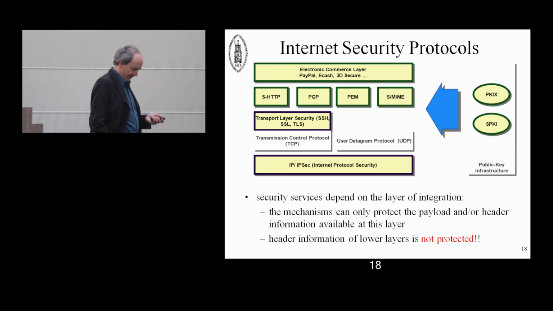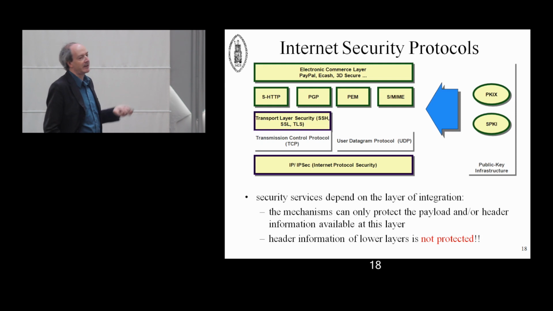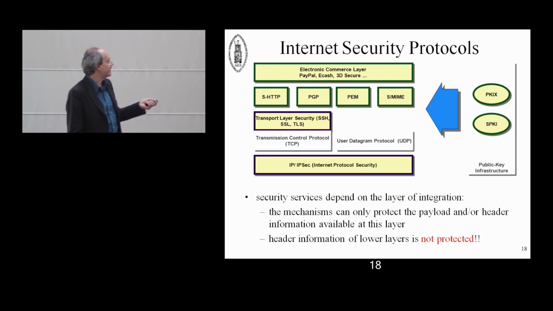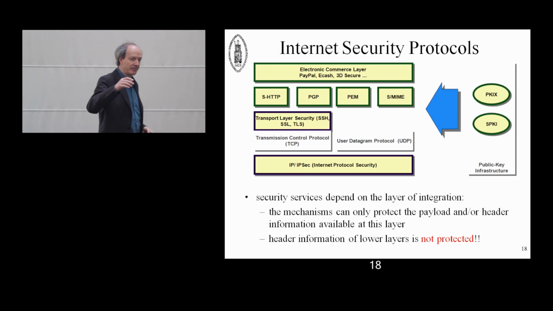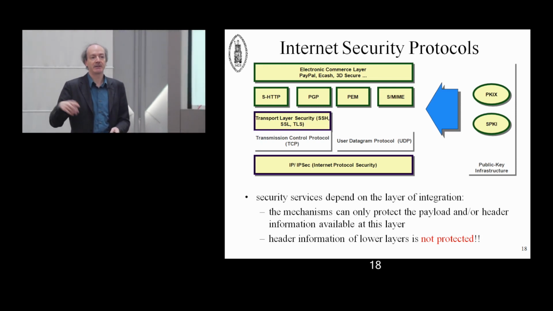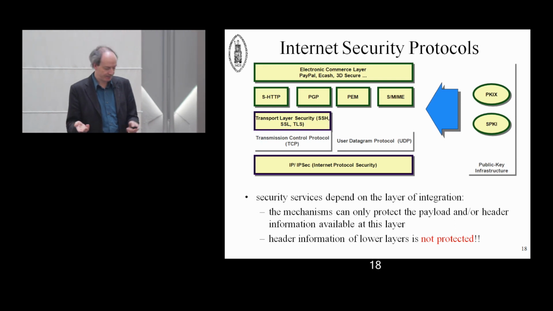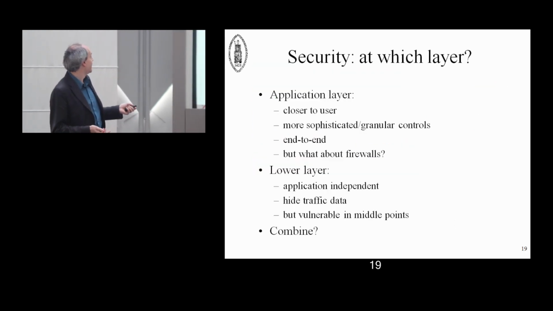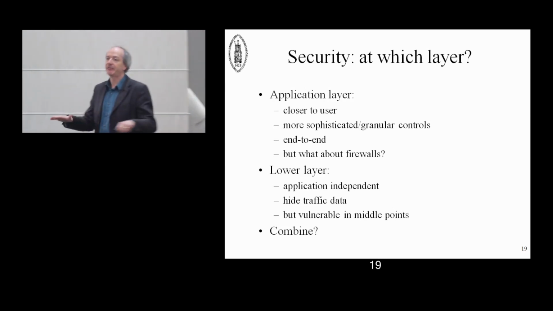So you see that the higher layer you protect, the closer you are to the user. The lower layer you protect, the less you are dependent on the application. And also, at the lower layer, there is more information, so the more you protect. So if you encrypt only at the higher layers, people can see who's talking to whom and what's happening. They can see that you're sending an email, and they may see other information as well. So ideally, you should encrypt at lower layers because it's application independent and you hide more traffic data.